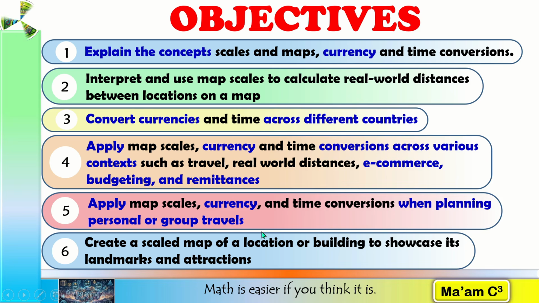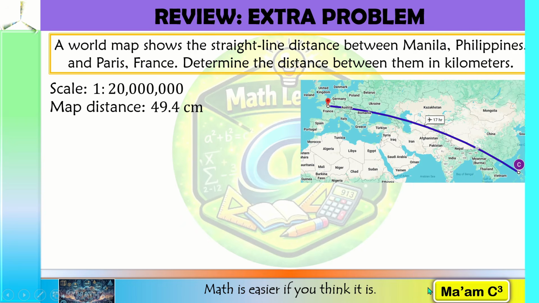Before we discuss these, let us review our previous lesson on map scales. A world map shows the straight line distance between Manila, Philippines, and Paris, France. Determine the distance between them in kilometers. So we are given the scale 1 is to 20 million. It represents 1 centimeter on the map is 20 million centimeters in reality, and the map distance is 49.4 centimeters. Since we want the actual distance in kilometers, we will convert 20 million centimeters to kilometers.